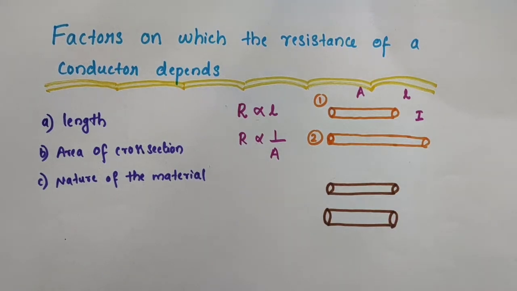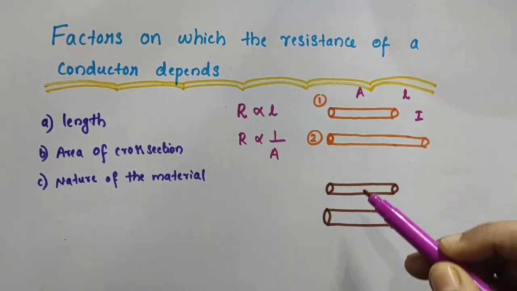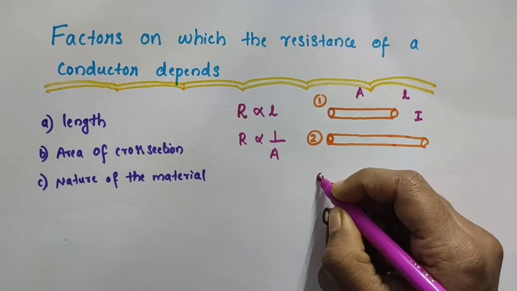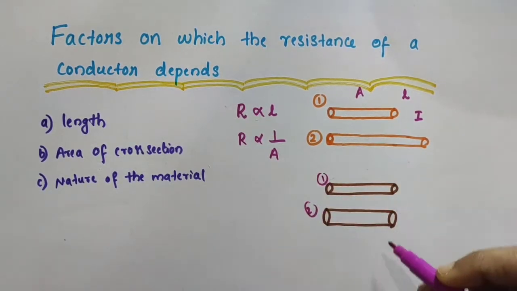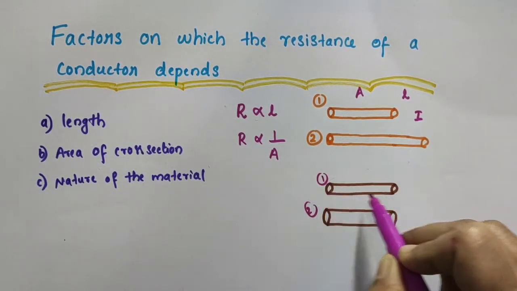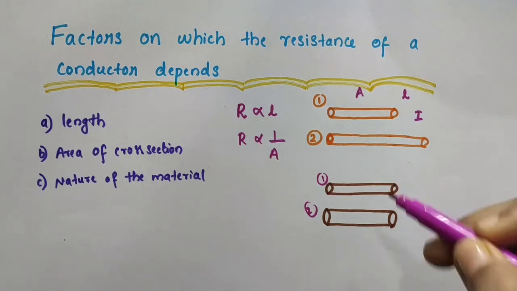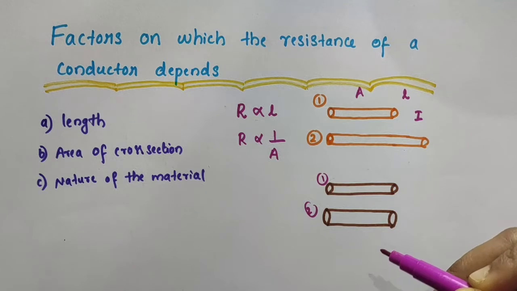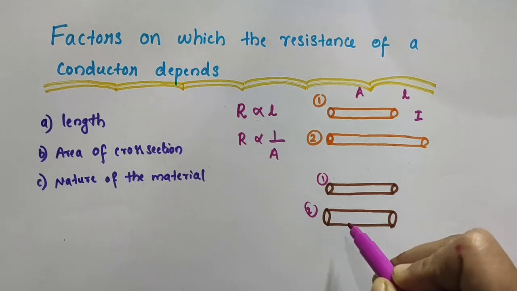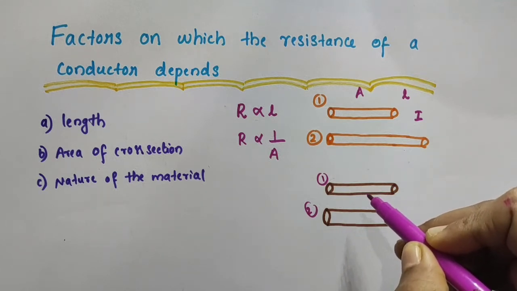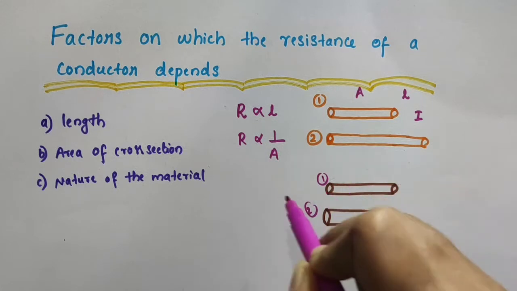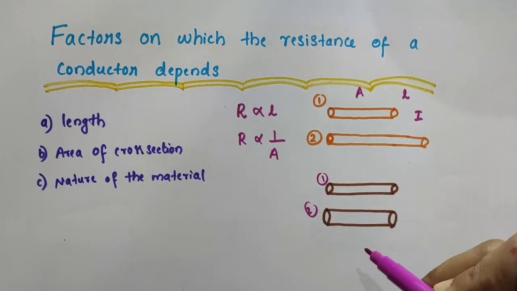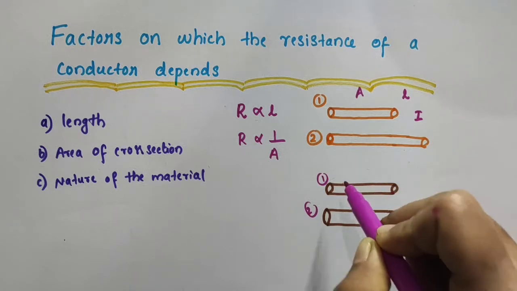Now consider another two copper wires. This is the first one and this is the second one. Both have the same length, for example, 10 centimeter, 10 centimeter, like that. Both have the same lengths but different cross-sectional areas. That is, you can see that one is thicker than the other wire. So they are of the same lengths but different areas of cross-section.